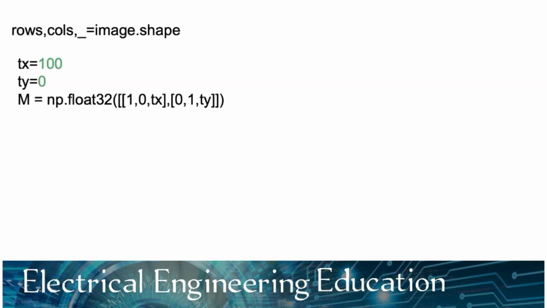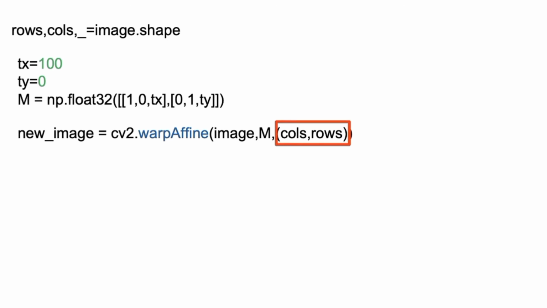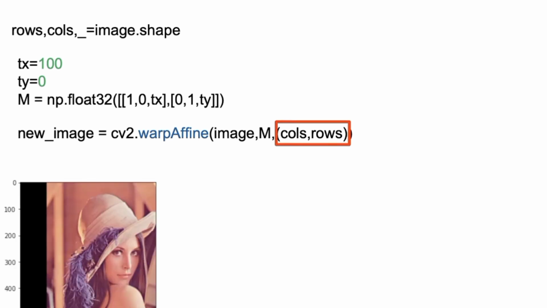Translation requires the affine transformation matrix M, where tx is the number of pixels you shift the location in the horizontal direction. ty is the number of pixels you shift in the vertical direction. We will leave the scale factors as 1. We input the image and matrix into the function warpAffine. We also input the shape of the output image. The image is shifted. There is a lot more you can do using this method.